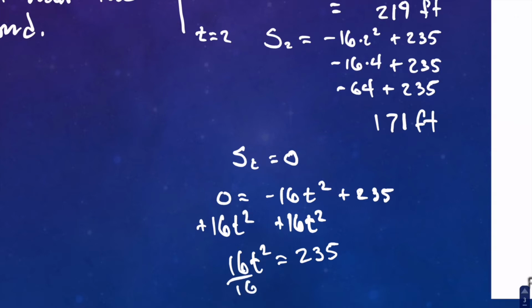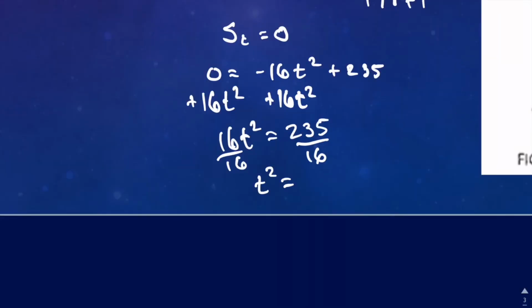Divide by 16. We'll use a calculator for this, which gives 14.69. If I take the square root of that, I find what t is, which is about 3.82. Correction, 3.83. So 3.83 seconds.